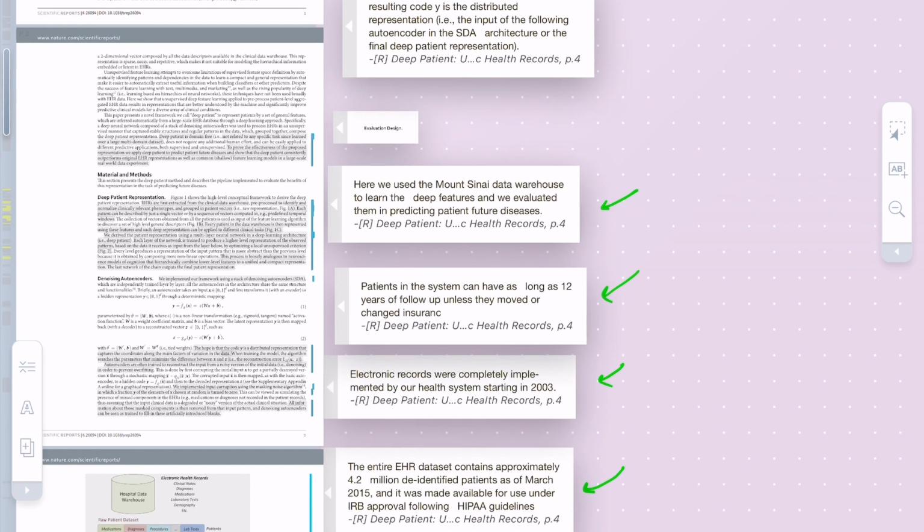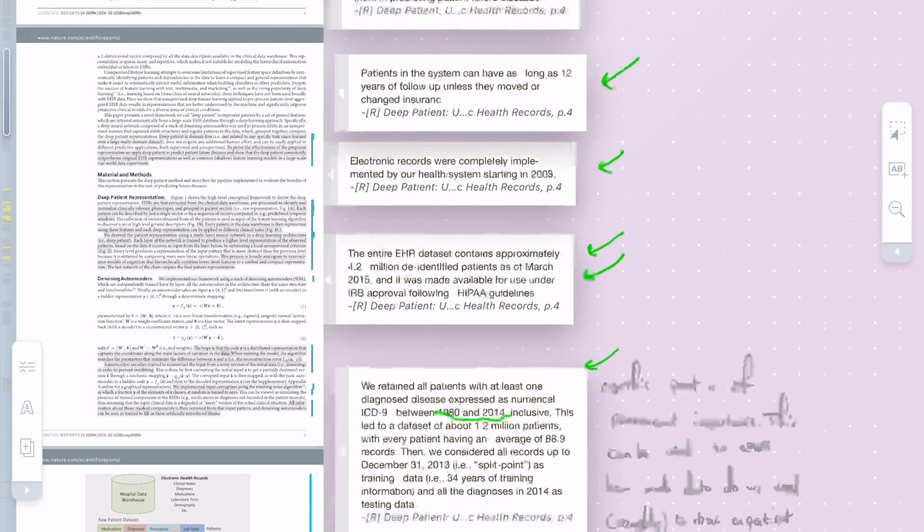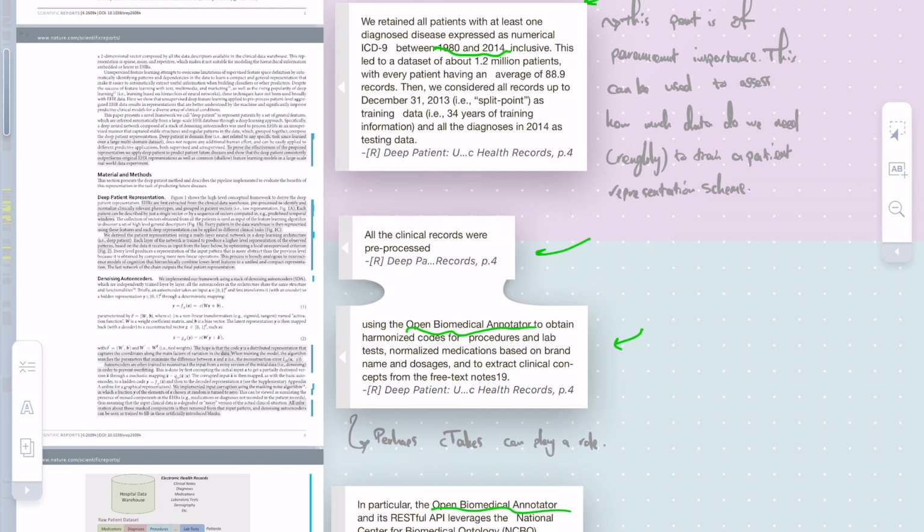For the evaluation, they've been using their own Mount Sinai dataset. It's important to know the number of records in this case and the periods. They have the data from 1980 to 2014 of ICD-9 codes, which is 34 years, and it's a lot. They have 4.2 million de-identified patients as of March 2015. So the bottom line is that the data set is huge.